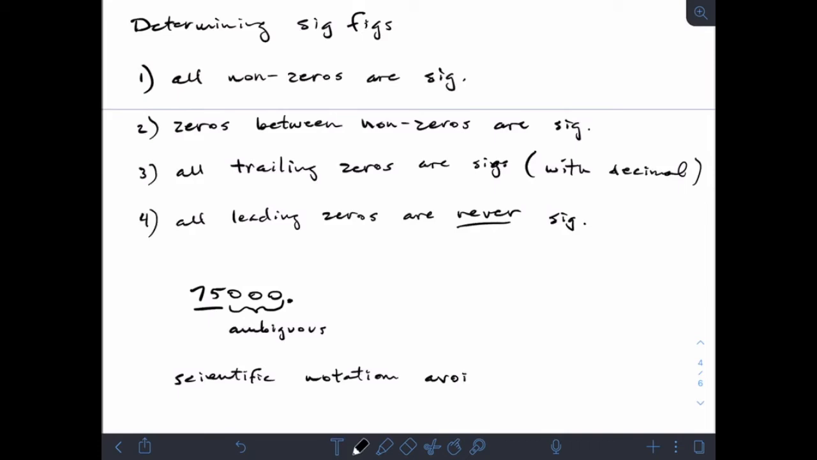Helps to avoid ambiguity. All right, so an easier way for me to write this 75,000 and tell exactly how many significant digits there are would be for me to say 7.5 times 10 to the 4.